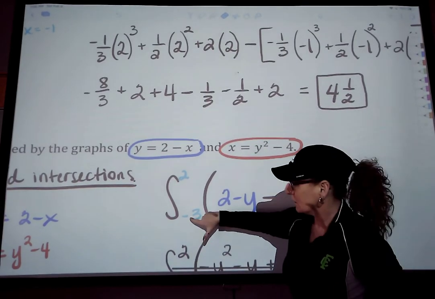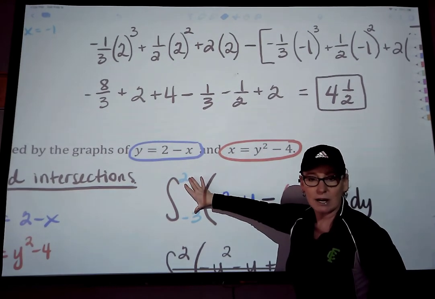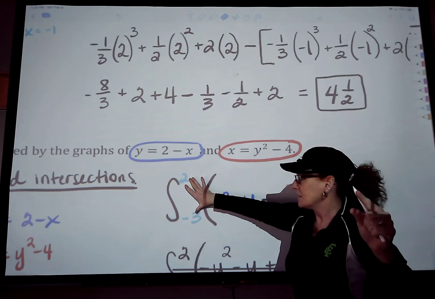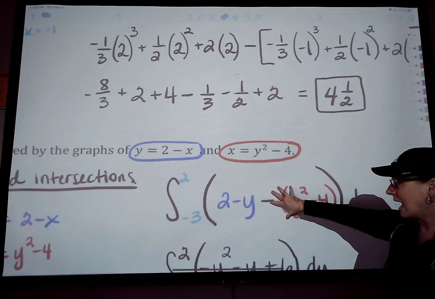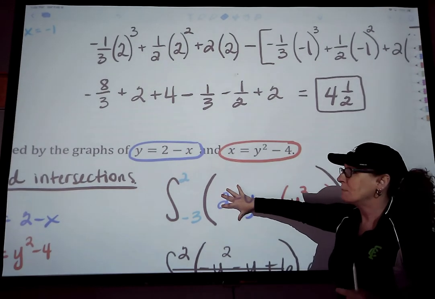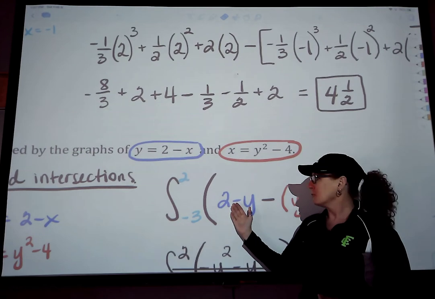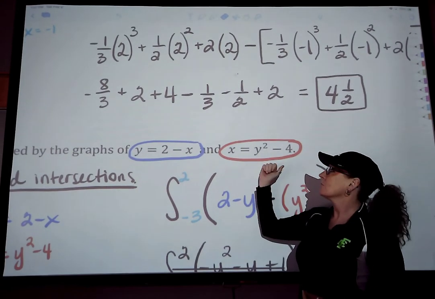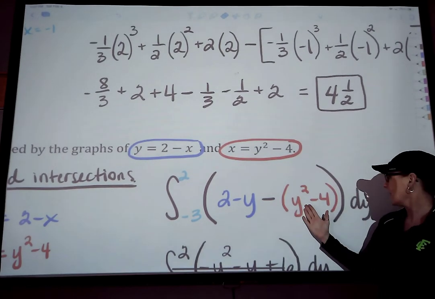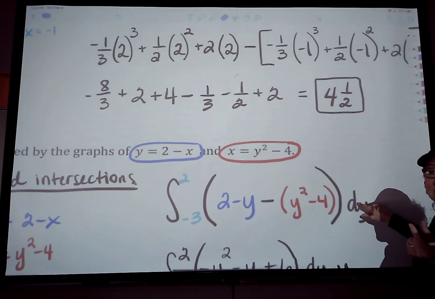So, low y, high y. These are y's. These have to be y's. So, my blue function must be in terms of y. I couldn't write 2 minus x here. The blue function has to be in terms of y. The red function has to be in terms of y. And then this represents the width of each rectangle. It's a dy.